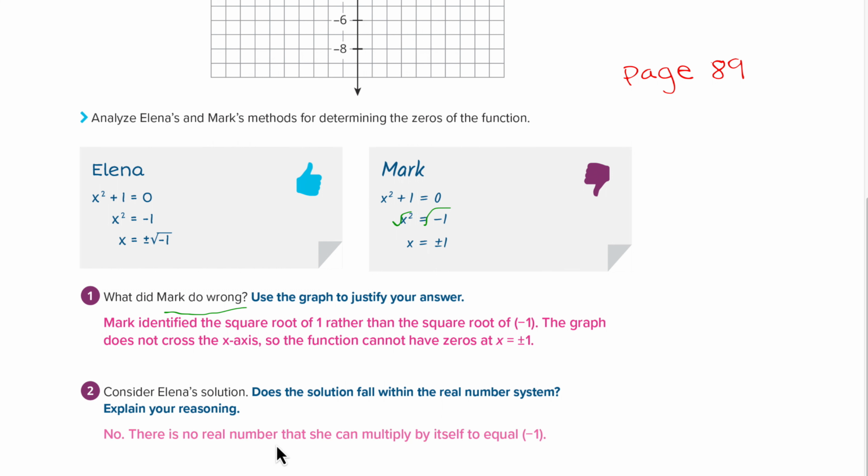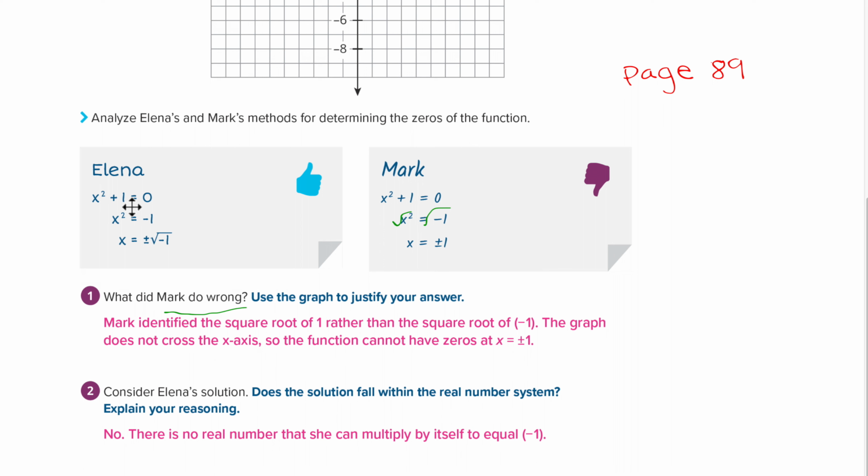Now, Elena, does her solution fall within the real number system? Now, this might be the first time you've heard this. The real number system means the number system that does not contain any imaginary numbers. Whoa. There are no numbers that you can multiply by itself to give you a -1. I want you to think about that.